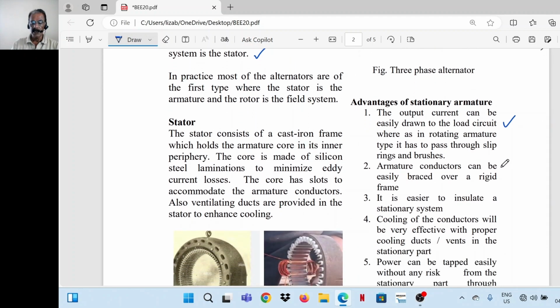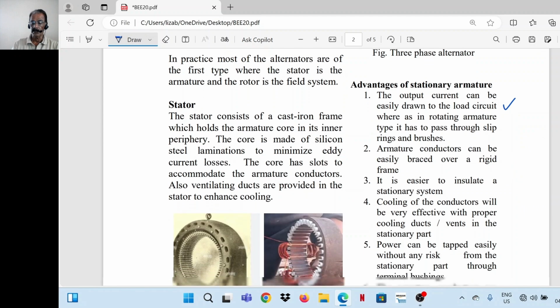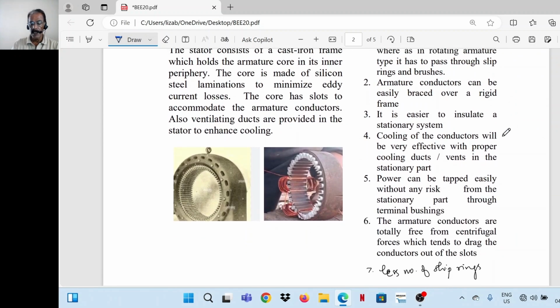Then armature conductors can be easily braced over a rigid frame. Firm connection can be made in the armature slots. And then it is easy to insulate a stationary armature system. Then cooling is better in this case. So a fan can be provided for cooling, or ventilating ducts are provided, because of which air will be circulated through the ventilating ducts, which can cool down the machine to some extent.